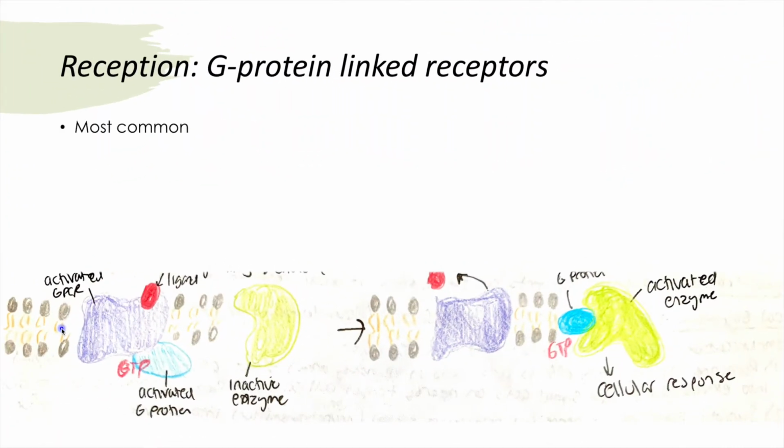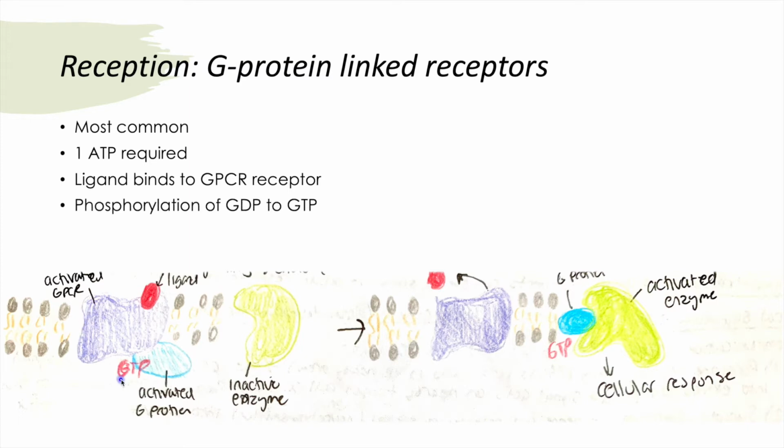G protein-linked receptors are the most common type of receptor. It requires the input of one ATP molecule. A ligand binds to the G protein-coupled receptor and it becomes activated, changing conformation. This leads to the phosphorylation of GDP to GTP, which activates the G protein.